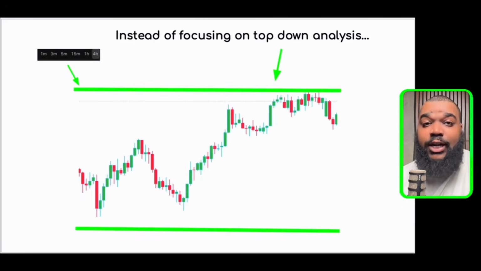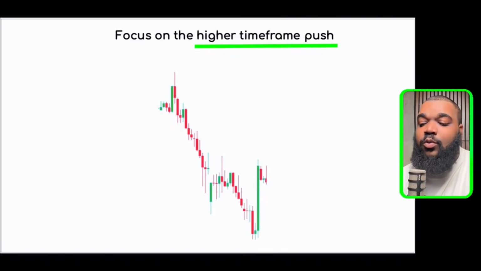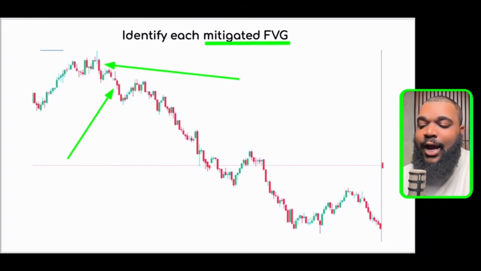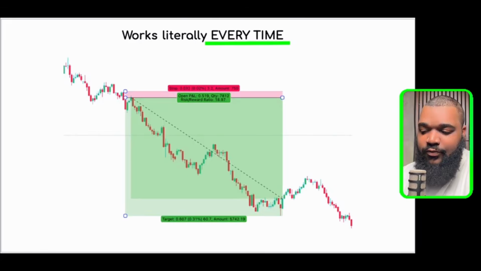The reason this strategy works very, very well is because you're not focusing on a full top-down analysis. You're really just focusing on one higher time frame push and then dropping down to the 1 minute to get good entries. So here's a great example right here where you can identify mitigated fair value gaps. And don't worry, I'll give you an indicator that shows you when a fair value gap is mitigated, so you can just jump on the continuation. But you have multiple different examples right here for you to be able to get an entry like this.